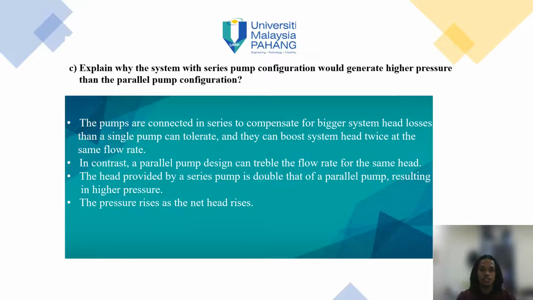The last question is to explain why the system with series pump configuration will generate higher pressure than the parallel pump configuration. The pumps are connected in series to compensate for bigger system head loss than a single pump can tolerate, and they can boost system head twice at the same flow rate. In contrast, a parallel pump design can treble the flow rate for the same head. The head provided by a series pump is double that of a parallel pump, resulting in higher pressure. The pressure rises as the net head rises.